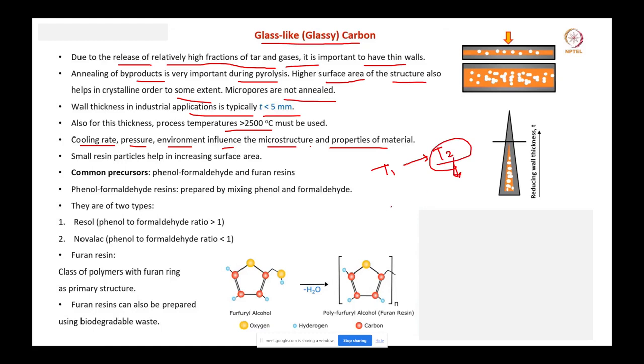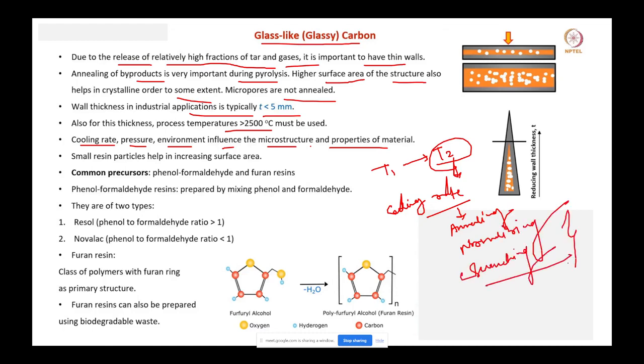And the cooling rate is also important. Suppose after processing you cool down your material, then at what rate you cool it matters: annealing, or normalizing, or quenching. So do you know the difference between these three? Yes, sir. What is annealing? Annealing, in terms of steel, I know the difference.